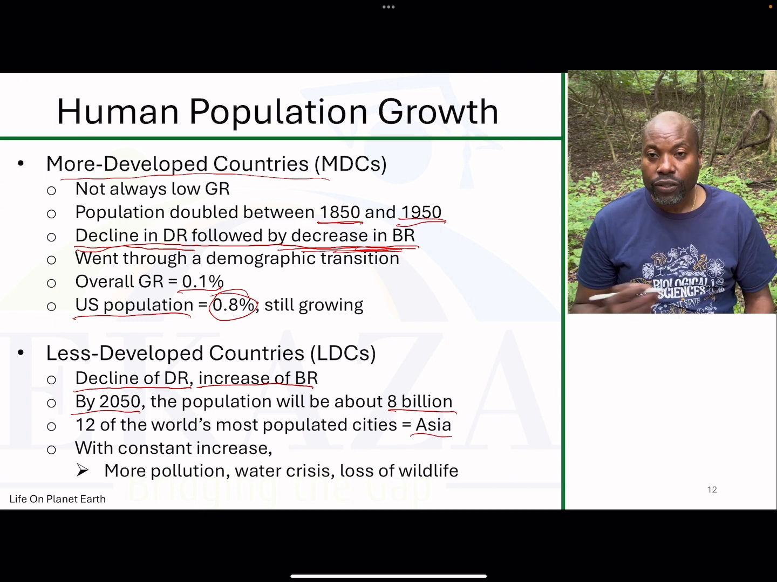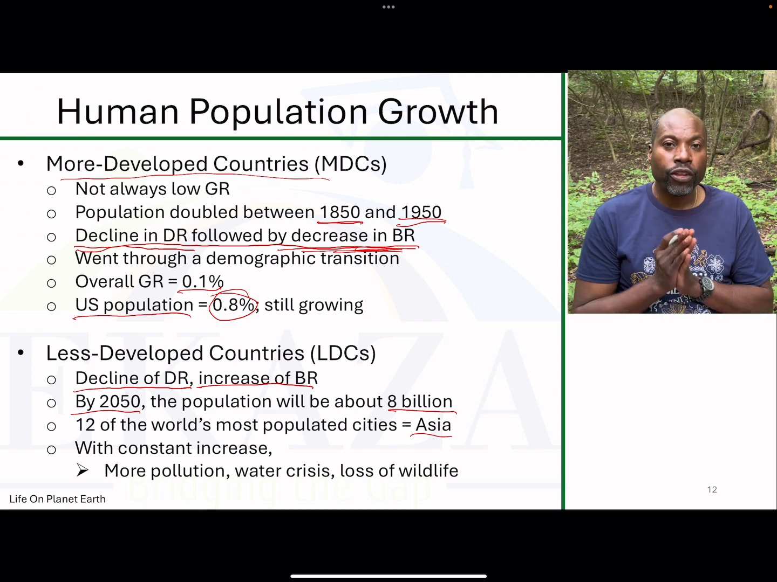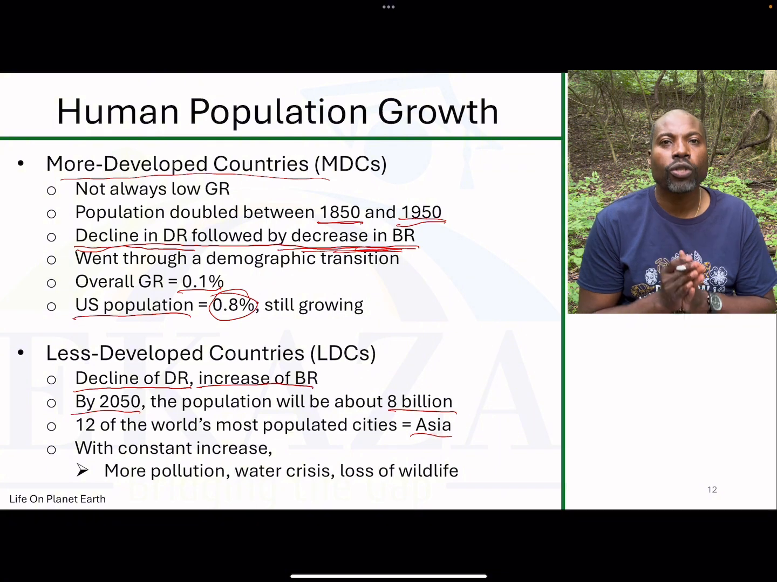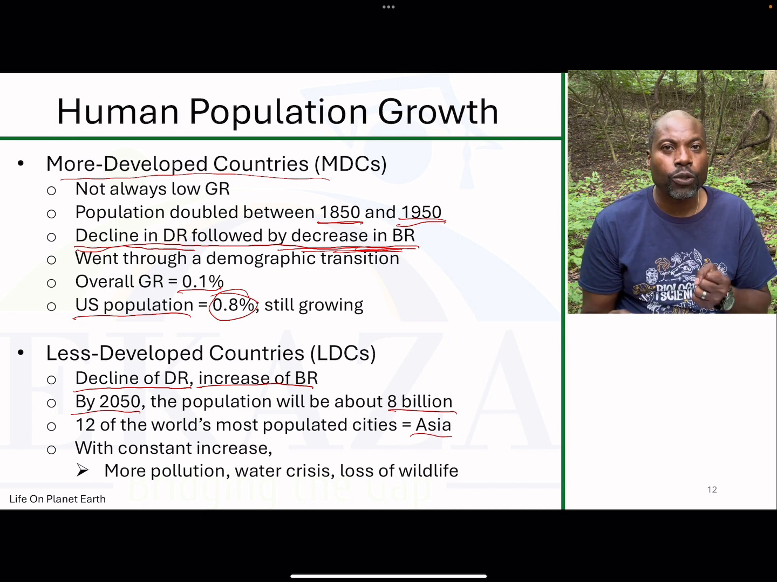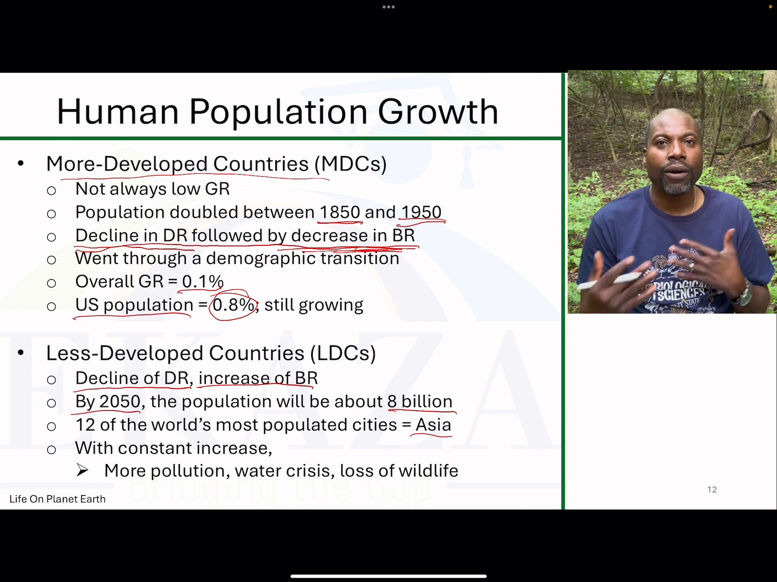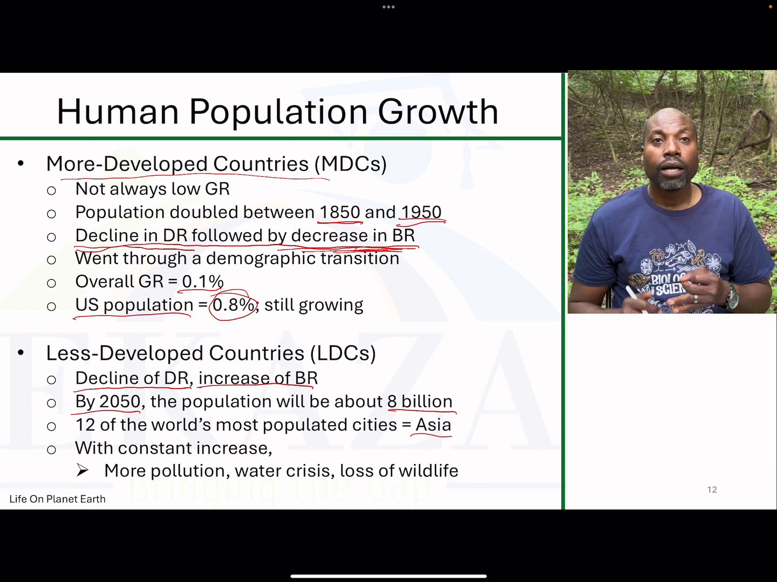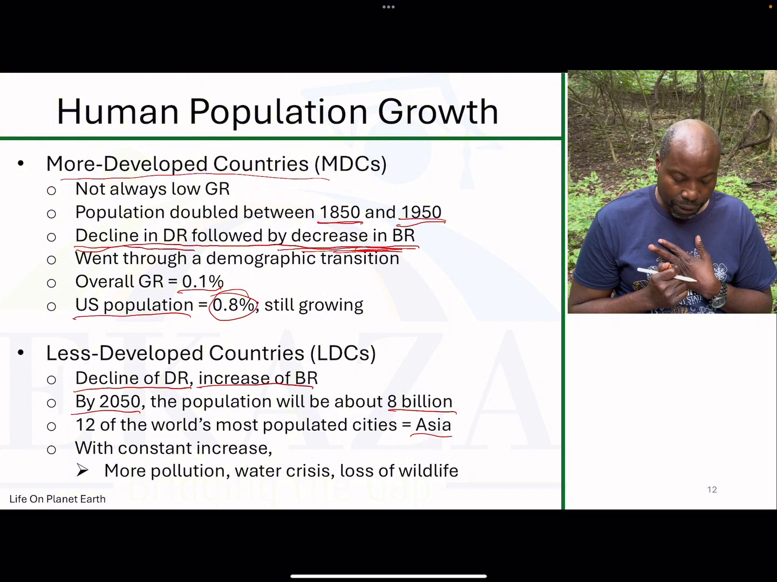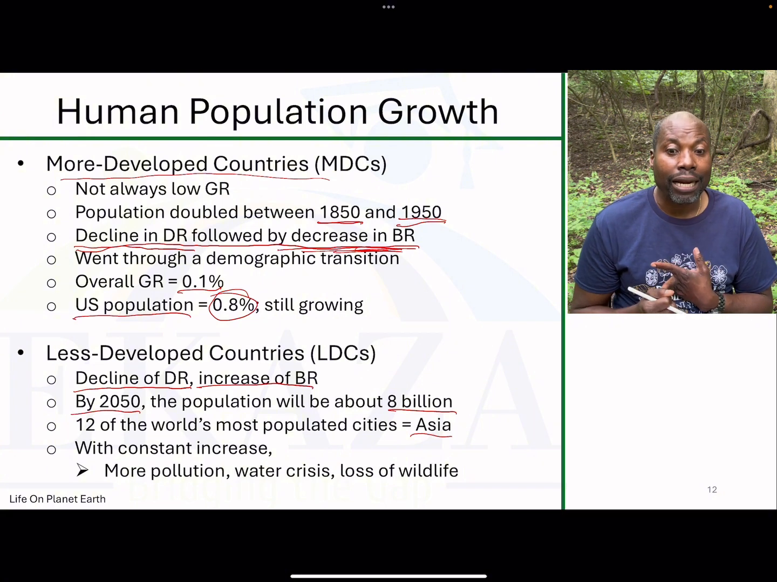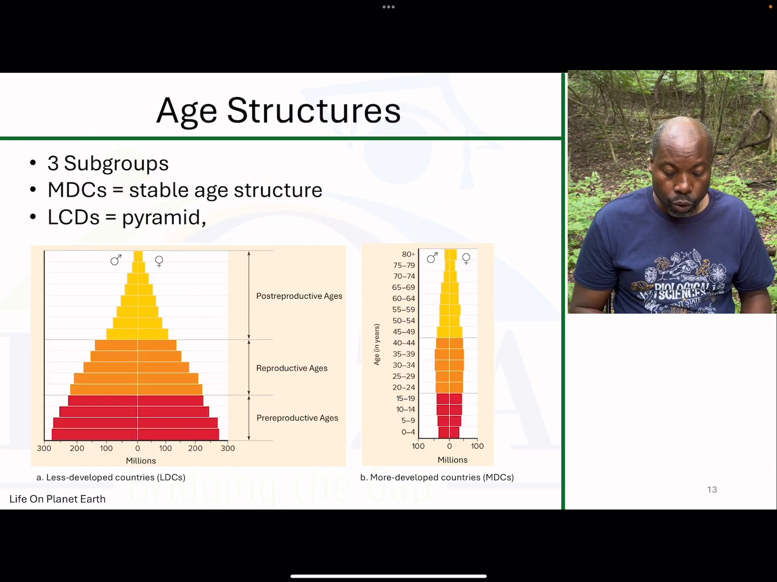With a constantly increasing population in the world, we have to think about resources and the consequences of how we are using them on our environment. So we will have to think about pollution. The water crisis. Are we going to have enough water to sustain all these people, right? How about wildlife? Are we going to be able to preserve that wildlife, or are we going to lose that wildlife?